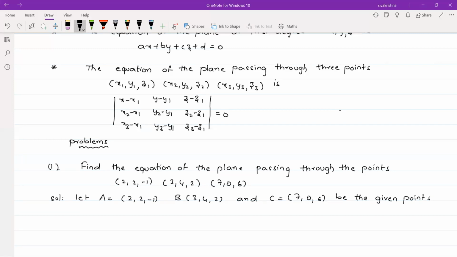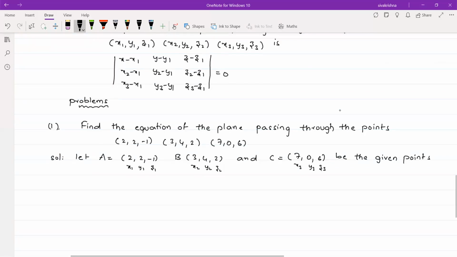And also I am writing A as x1, y1, z1, and treating B as x2, y2, z2, and point C as x3, y3, and z3. Okay, so in the next line I am writing the formula.